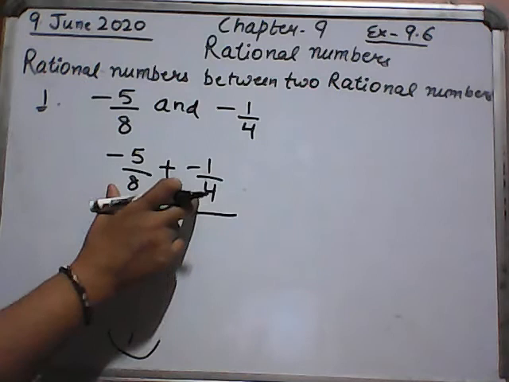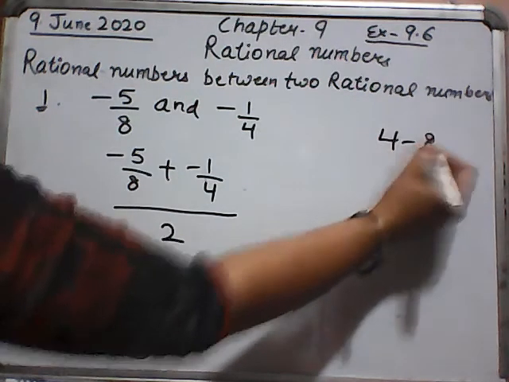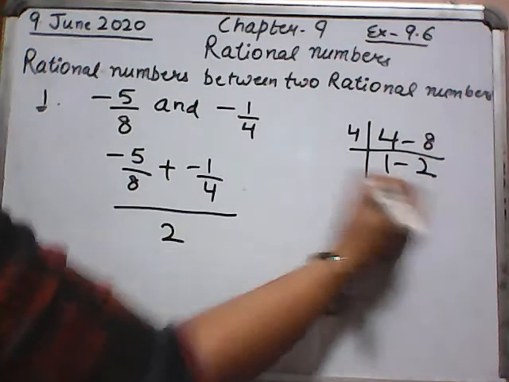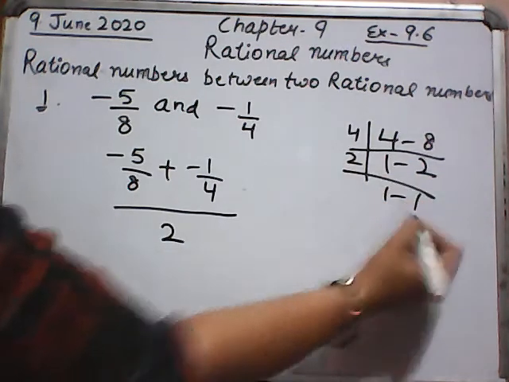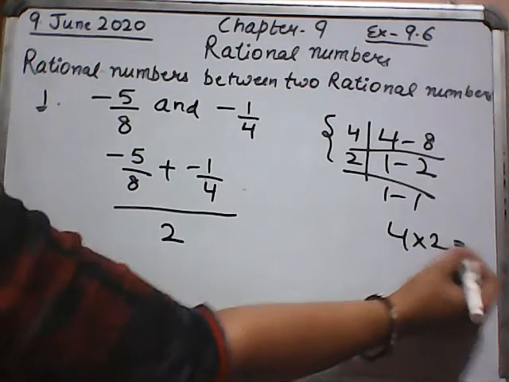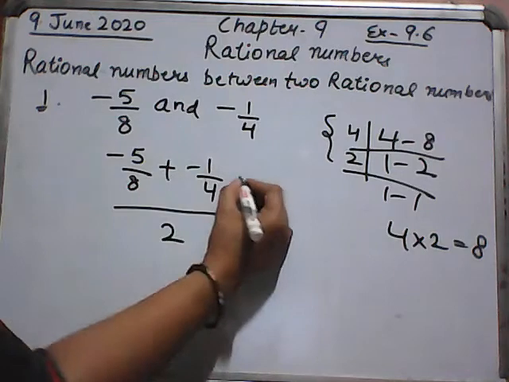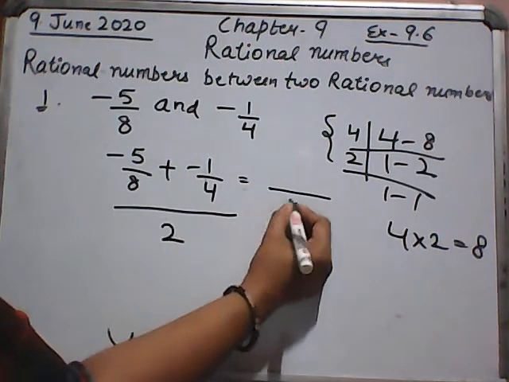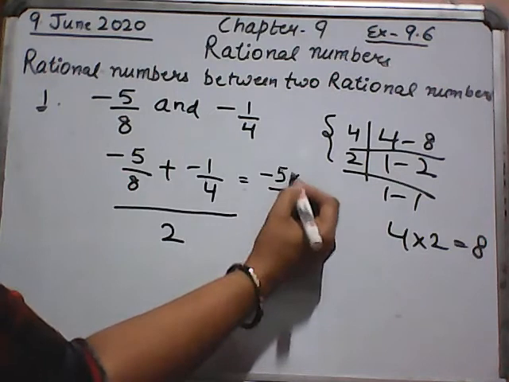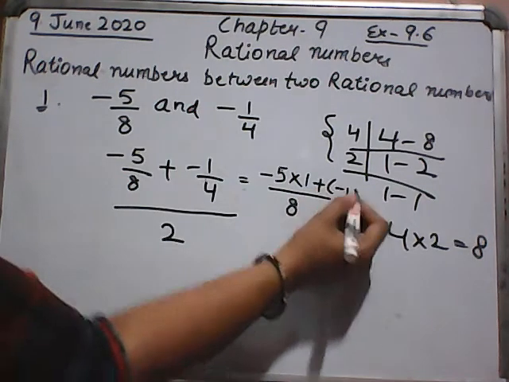Both denominators are different. So we have to find the LCM of 4 and 8. What is the LCM of 4 and 8? 4 ones are 4. 4 twos are 8. 2 ones are 2. Now multiply these two. 4 multiplied by 2 is equal to 8. In this way LCM of 8 and 4 is 8. 8 ones are 8. So we have to multiply minus 5 by 1. 4 twos are 8. So we have to multiply minus 1 by 2.